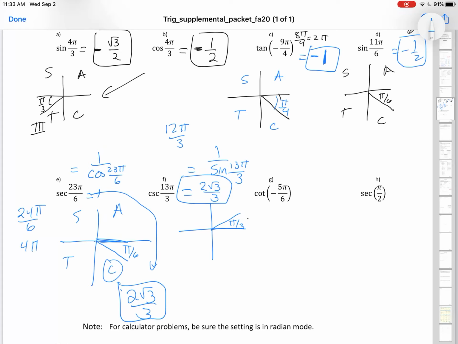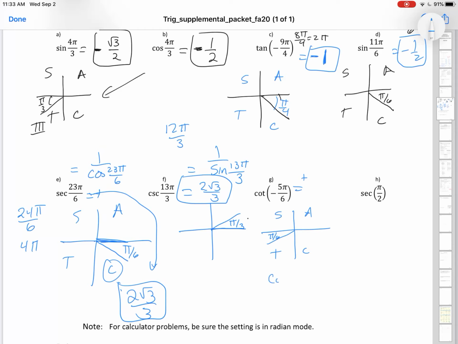Cotangent of negative 5 pi over 6. Well, where's negative 5 pi over 6? Really short of negative 6 pi over 6. So it's down here by pi over 6. All students take calculus, so it's going to be positive in there. So I'm going to just note that it's positive. If you left it off, that's fine. It's normal. And I got to think about cotangent.